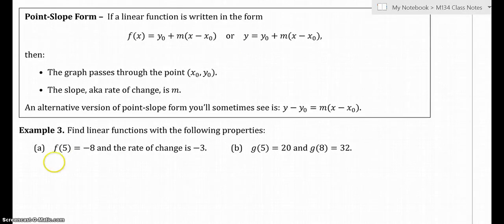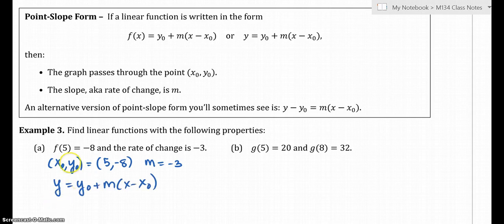Let's go ahead and try that. In this one, the x naught, y naught, this is, by the way, written as an ordered pair, x naught is 5 and the y naught is negative 8. And the slope is negative 3. So if I'm going to write what we would get, right, find linear functions with the following properties, we would get the negative 8, so that's the y naught. The m is negative 3, so I'm just going to write a minus 3. We leave the x alone, and the x naught.